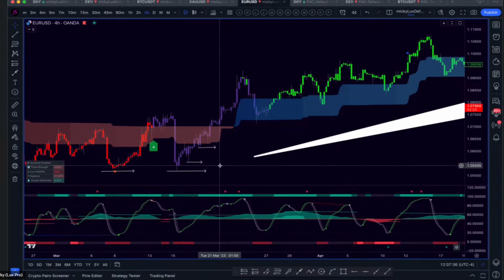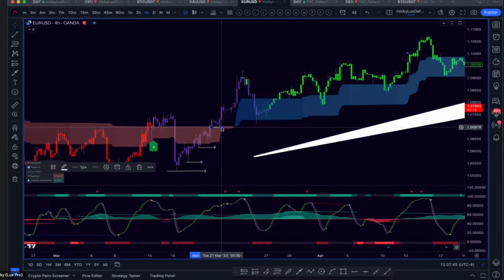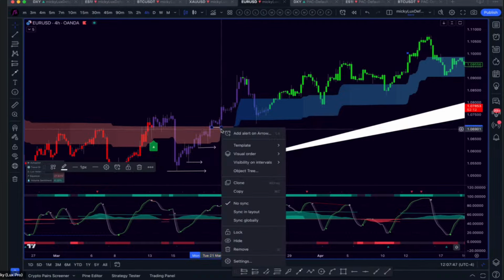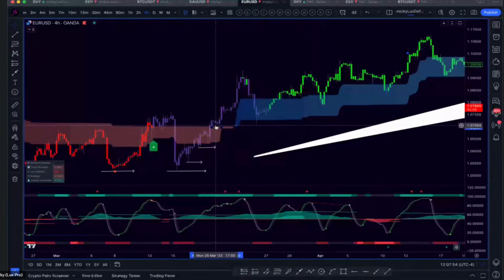Break of support, right? You can manually draw these yourself if you want. Micros, look at this. Micros, if you wanted, right? Where do we go here with the template? I have this all set up, you know, if you wanted.